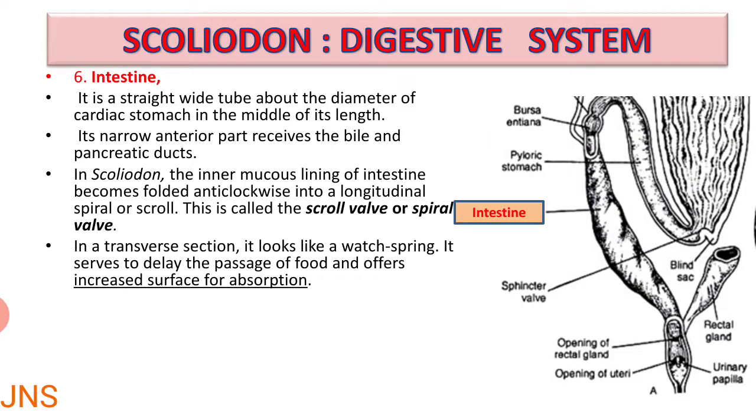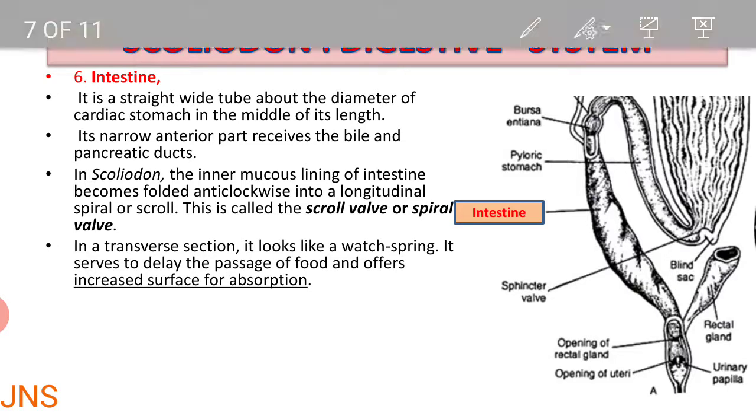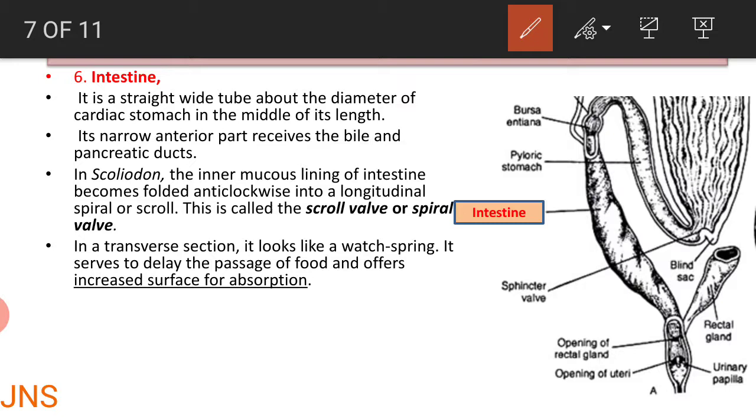The next part of the alimentary canal is called the intestine. So the stomach opens into the intestine. The intestine is a straight white tube about the diameter of the cardiac stomach in the middle of its length. Its narrower anterior part receives the bile and pancreatic ducts. The bile duct of the liver and the pancreatic duct of the pancreas open into the anterior part of the intestine. So these are the two digestive glands. The liver and pancreas are the digestive glands that open into the anterior part of the intestine.